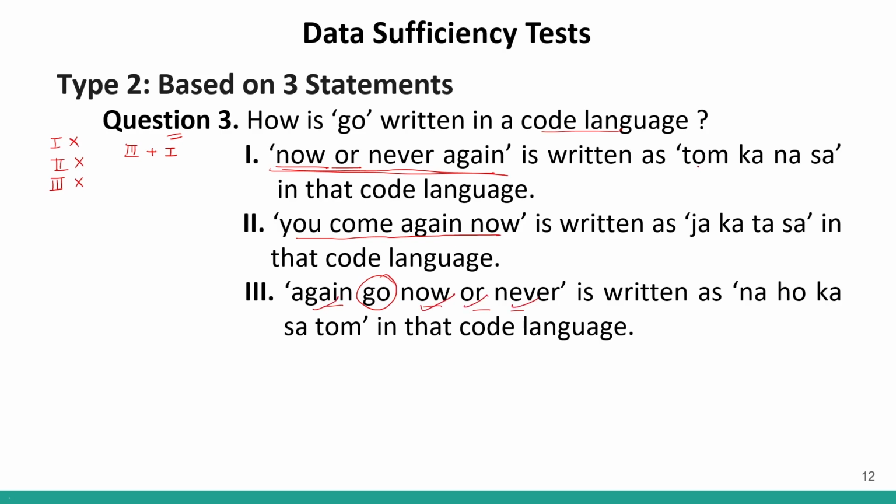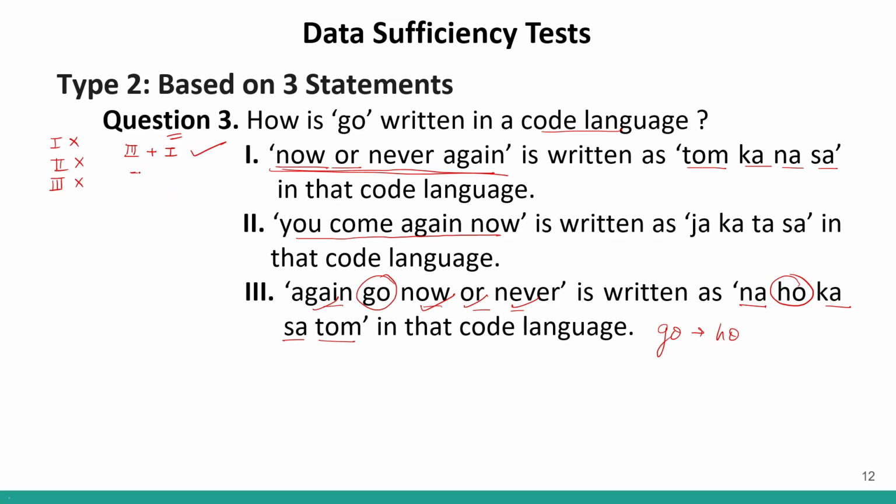So I have 4 codes over here: TOM, KA, NA, SA. And over here I can see NA, I can see KA, I can see SA, and I can see TOM. So the only remaining is HO. So Go is coded as HO. This I can find using statement 1 and 3. Correct? So this much information is required to answer the question.